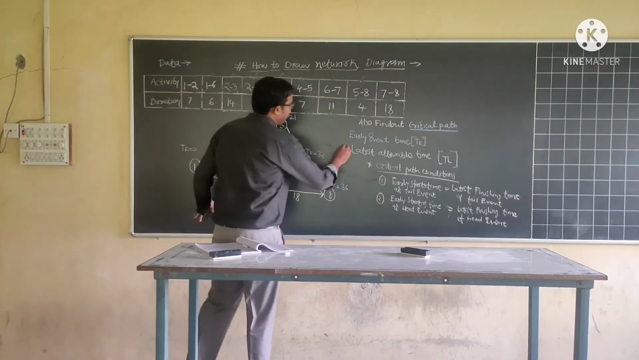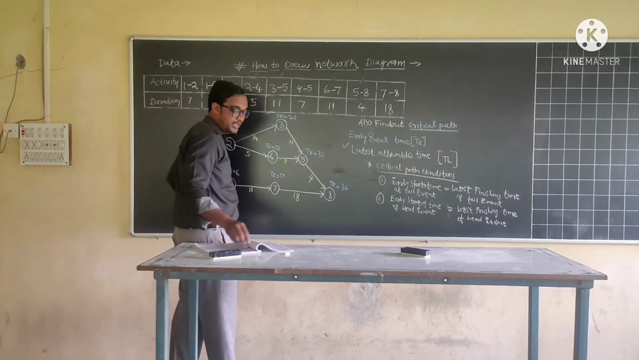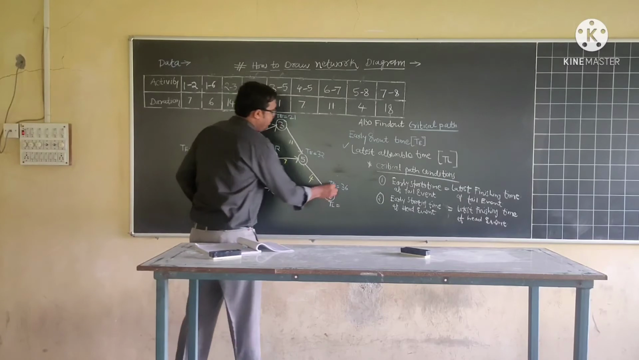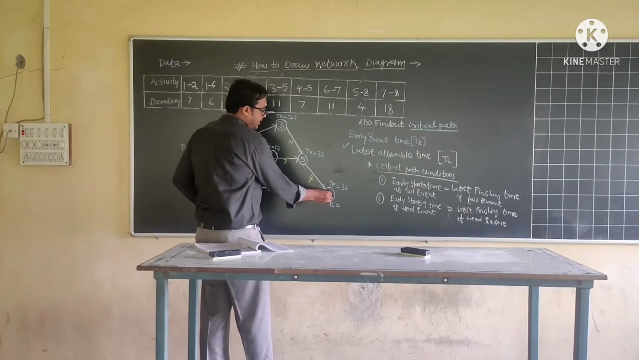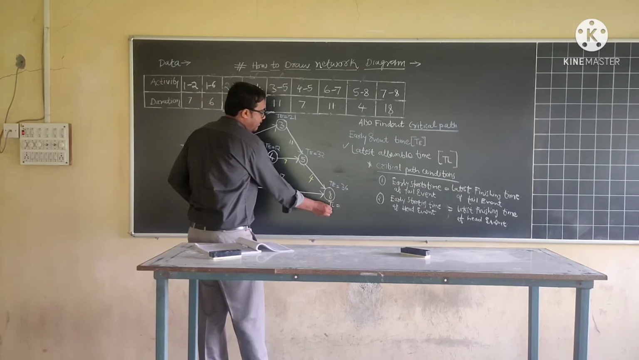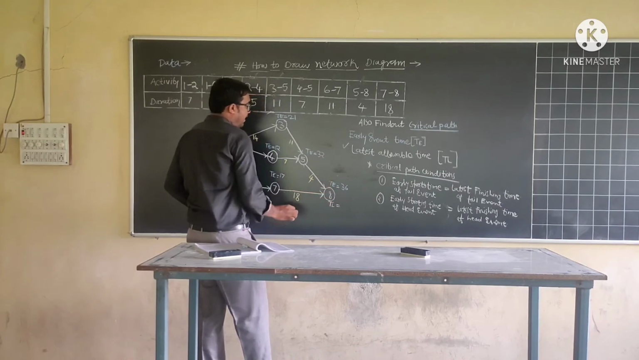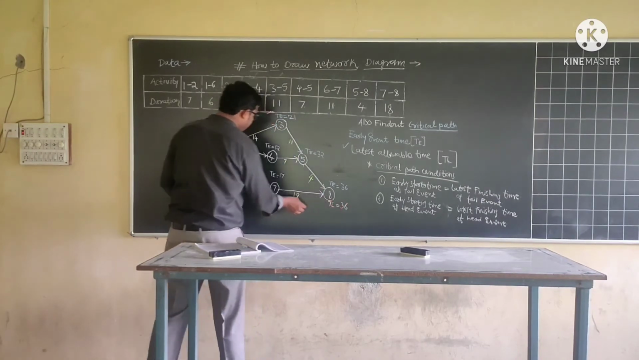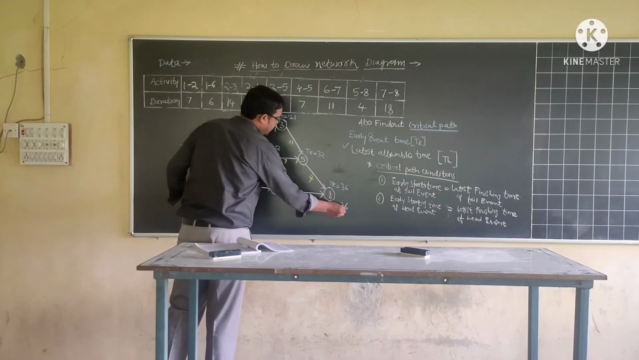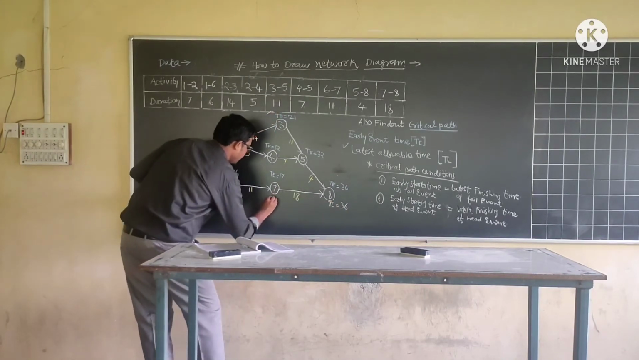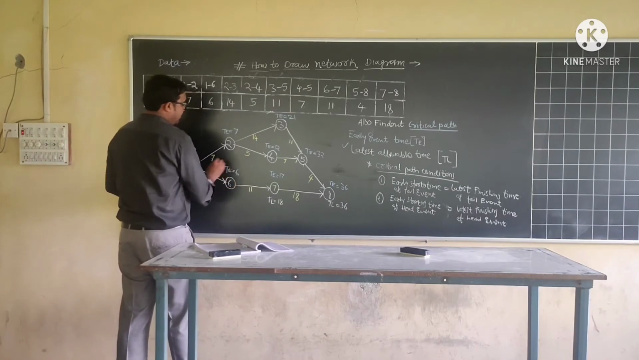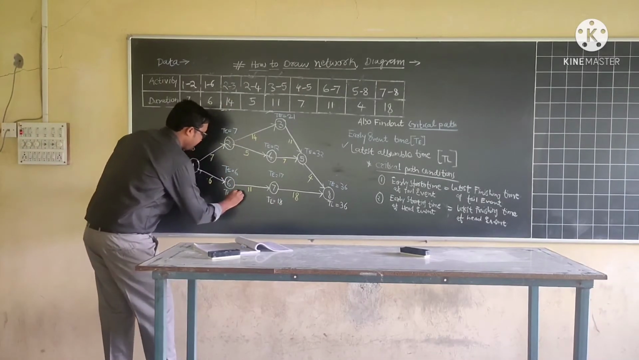Now we will calculate the latest allowable time, TL, by using the backward pass method. At the last event, event number 8, TL will be equal to the early event time, that is, the maximum duration for completion of the project, 36. From this way, we will go first. 36 minus 18, TL is 18. 18 minus 11 is 7.